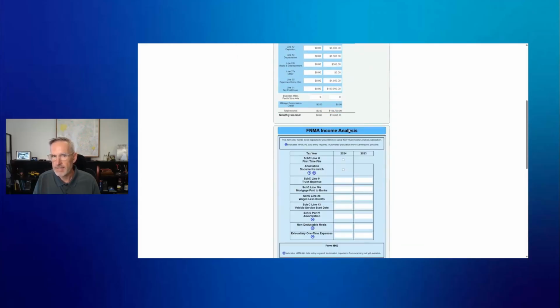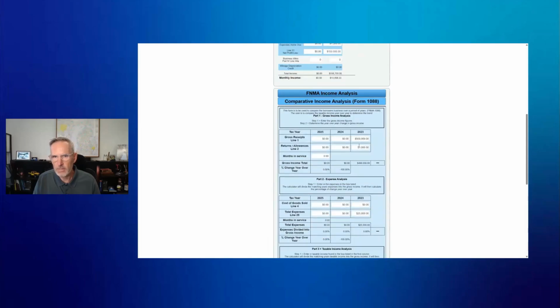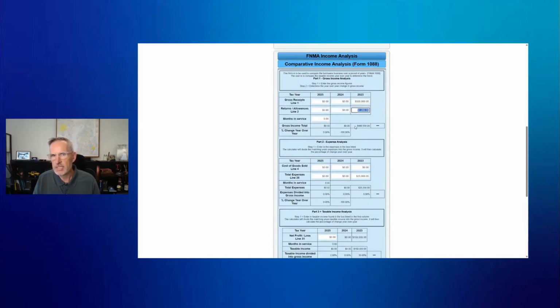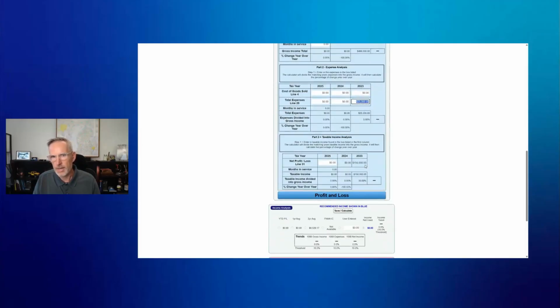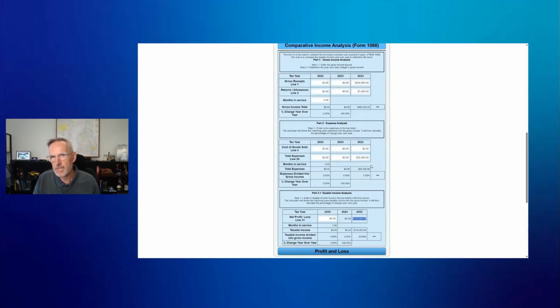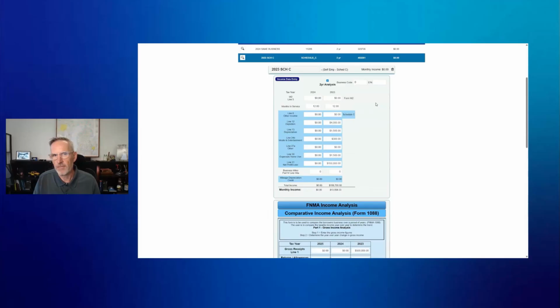Of course, I filled out my 1088 form, right? Gross sales are 500. I got a little bit of returns and allowances. My gross revenue is 499. My total expenses are 25 grand, and I got $150,000 profit, right? So basically I'm making about 50% of what I bring in. So I got that all filled out. Okay, so that's my benchmark.